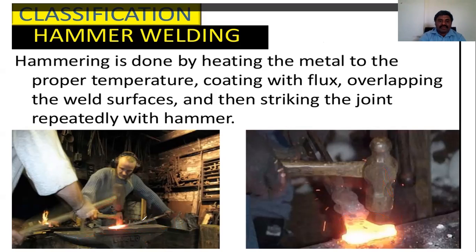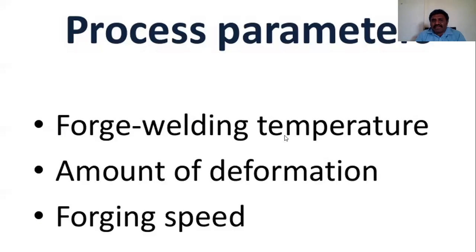We can put a heated metal superimposed on the anvil. This is the anvil portion. This is the easiest method and the oldest method. The process parameters of forge welding are temperature, amount of deformation, and the very important forging speed, which depends upon the metals.